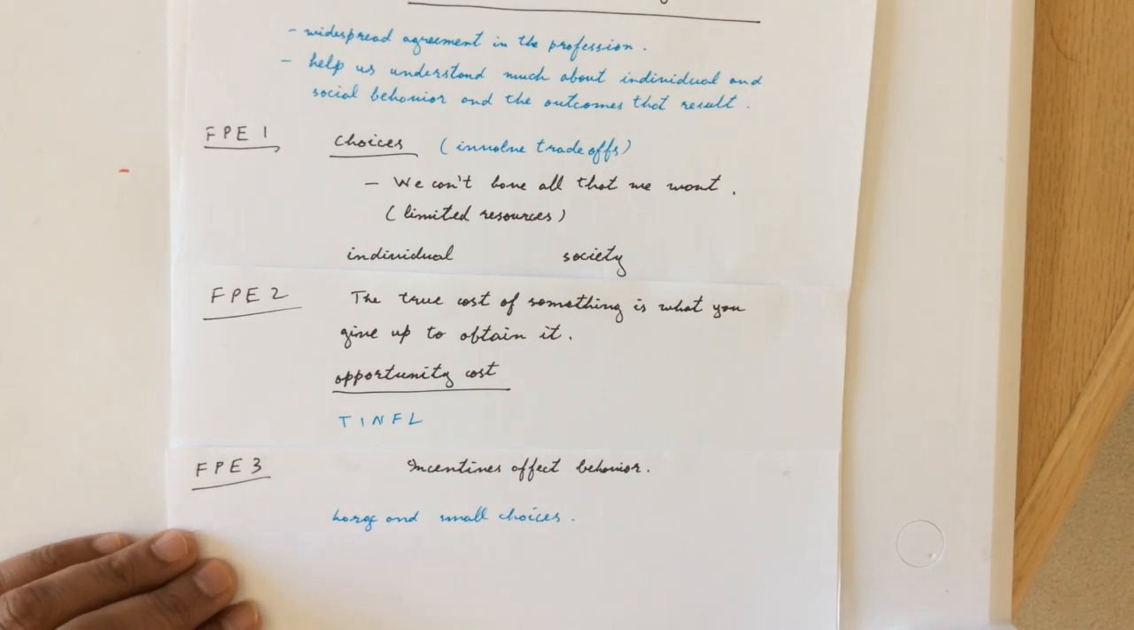So the third fundamental principle of economics is that incentives affect behavior. The idea that the costs and benefits that result from a particular decision affect what decision will be made, and that when the costs and benefits of a particular decision change, then the decision is also likely to change. So for example, when taxes on cigarettes increase, people become less likely to smoke.